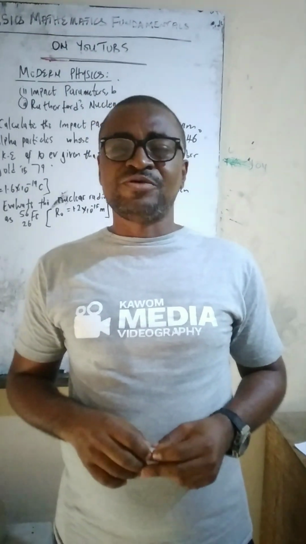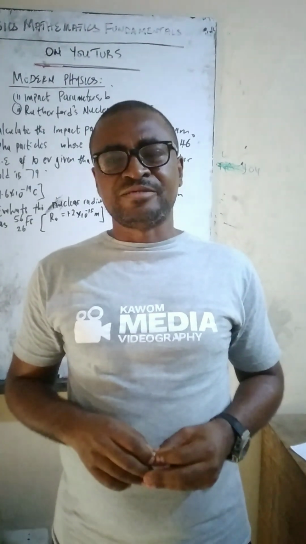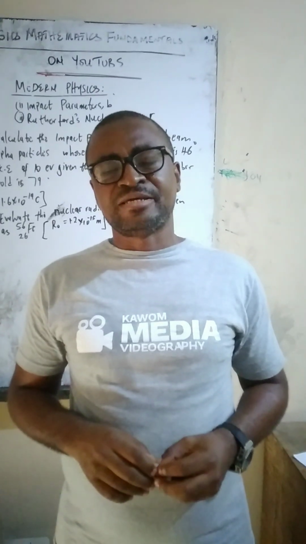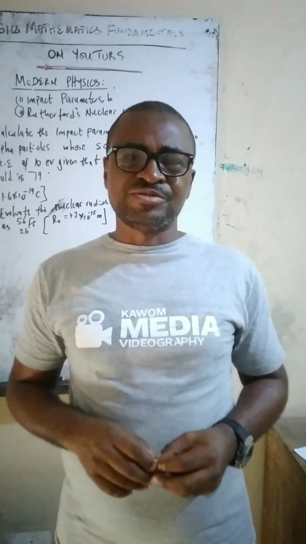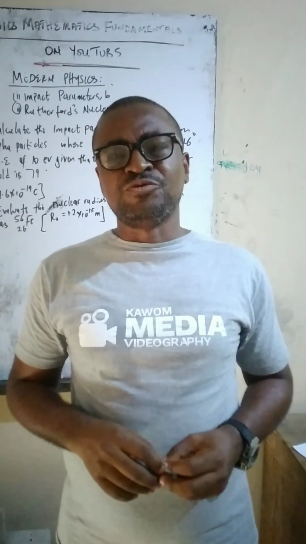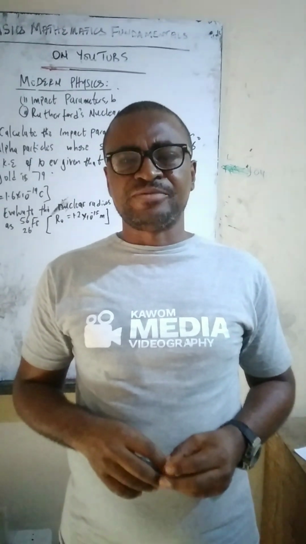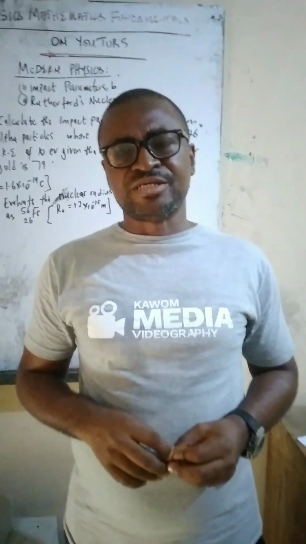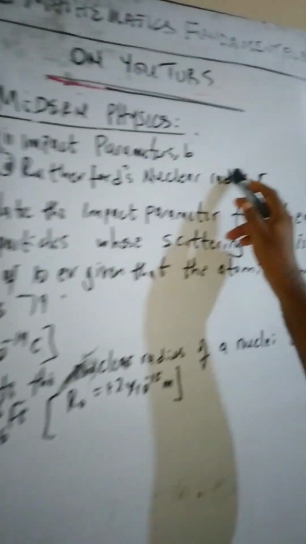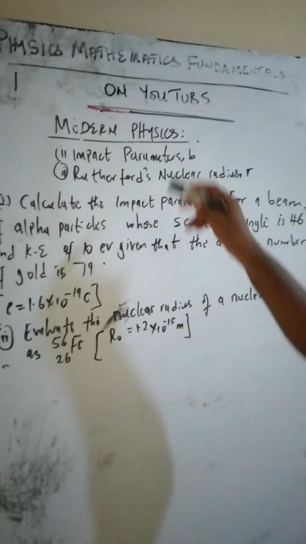Today we are taking a topic in physics, under modern physics. The topic, part one, is called the impact parameter, and part two is about the calculation of the nuclear radius of a nucleus according to the Rutherford equation. So the first topic we are taking here is the impact parameter and Rutherford's nuclear radius R. What do you mean by that? Let's start with the impact parameter.